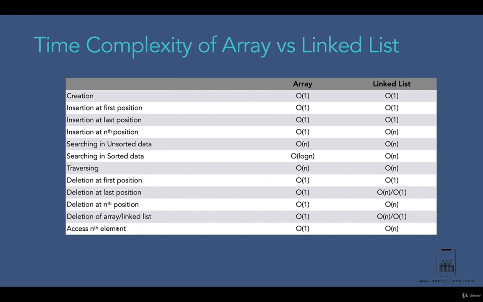Now, when it comes to accessing the nth element, in the case of an array, it takes O(1) time complexity, because here we know the physical location of cells from the beginning. That's why it takes O(1) time complexity. But in a linked list, we don't know the physical location of the nth element. So to go to the nth element, we have to loop through the linked list until we find the specified location. So that's why it takes O(n) time complexity.